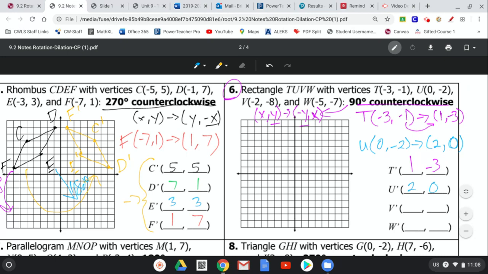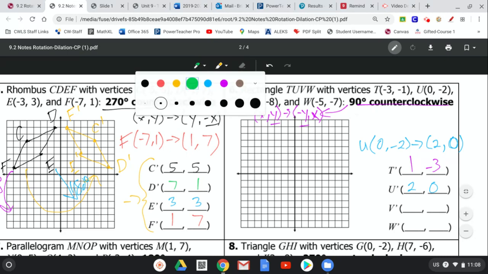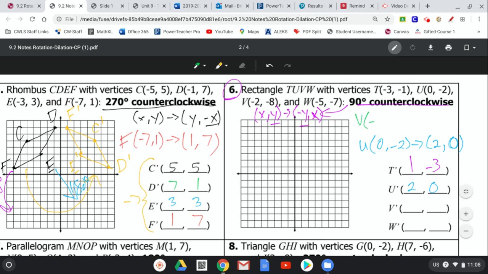All right, V goes from (-2, -8). And it changes to, so we put that y in the first spot and change the sign. So that's going to become an 8. And then that -2, the sign stays the same and just moves into the second position. So for V prime, it's going to be (8, -2).